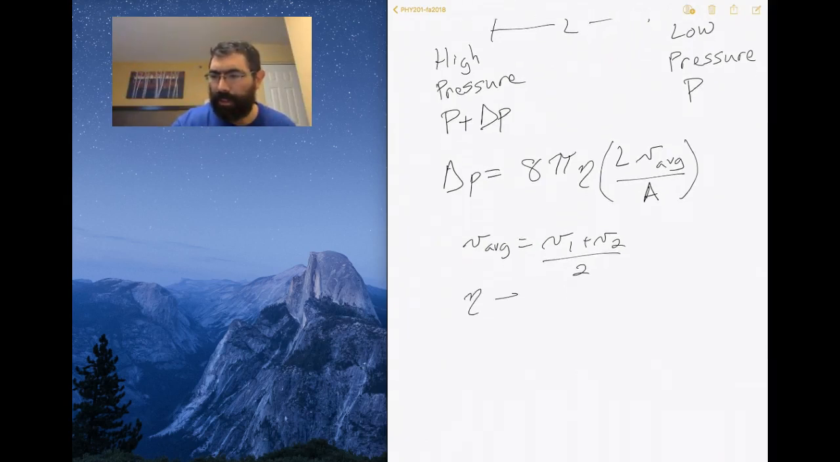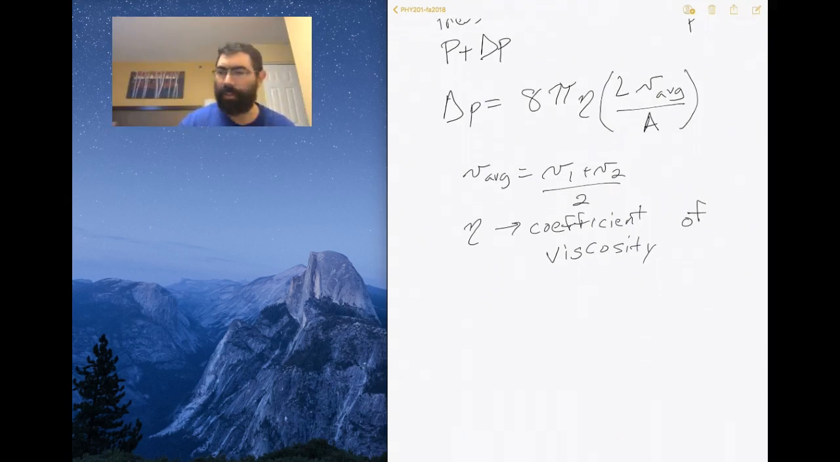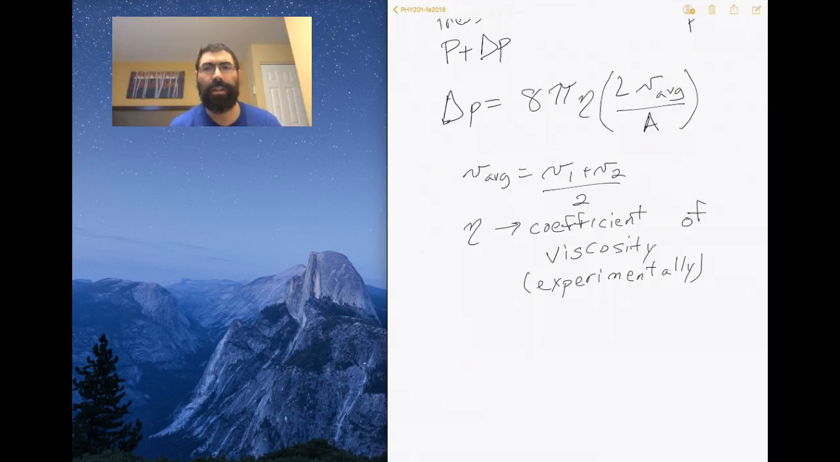But the eta is the coefficient of viscosity. So this is a thing that is material dependent. It depends on what kind of material you have, whether it's oil or vinegar or honey or ketchup or motor oil or water, or even a high pressure gas. So this is understood experimentally. At least right now, what we're imagining is that you go into the lab and you get all the different materials and you repeat the same experiment, measuring basically the pressure change on both sides, and then you come up with a coefficient, which you can think of as a material dependent coefficient.